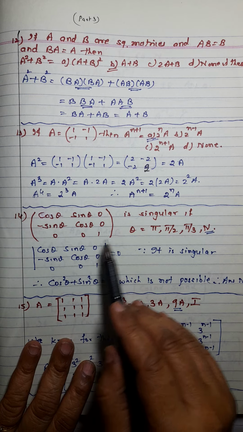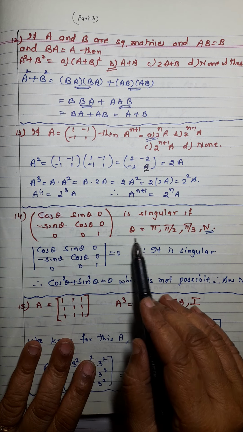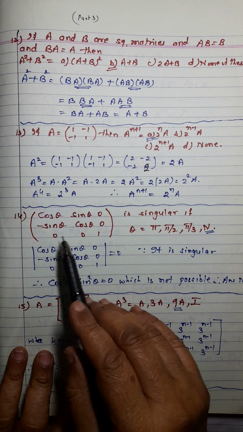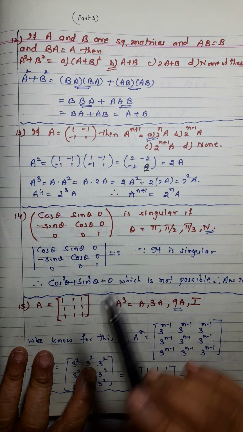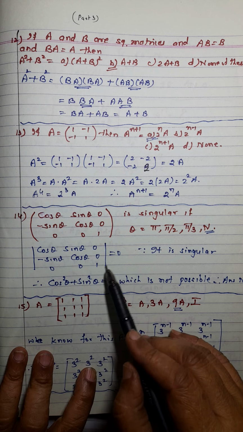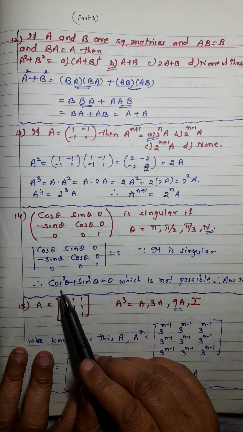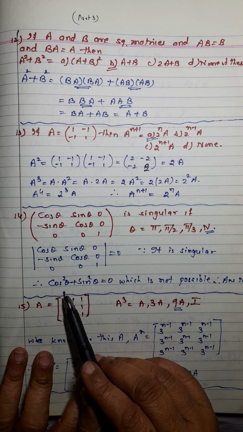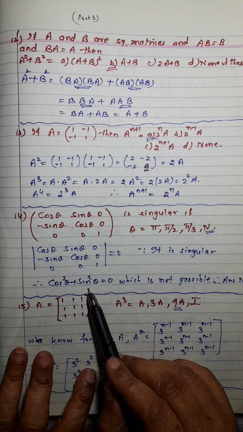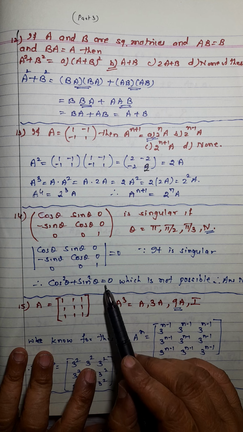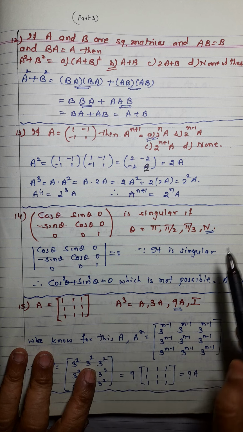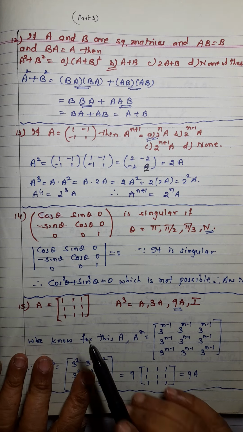Now this matrix is singular for what value of theta? Singular means the determinant should be 0, no? So determinant is equal to 0. If I solve this, I will get cos square theta plus sin square theta is equal to 0. For any angle theta, cos square theta plus sin square theta is 1. So this is impossible, and we cannot find theta satisfying this. So the answer is none of these.